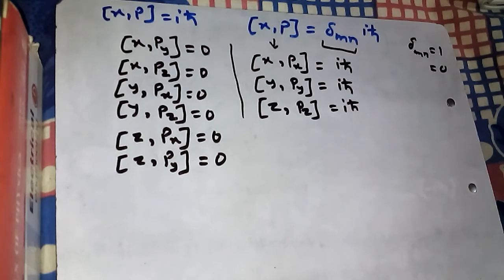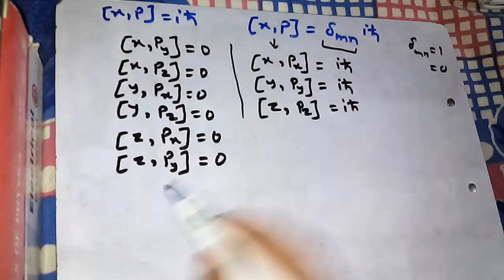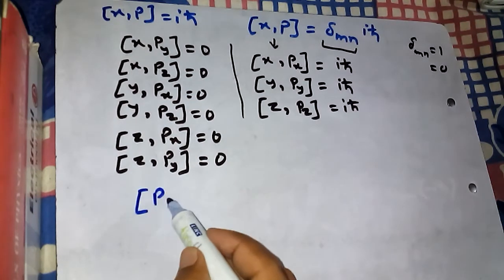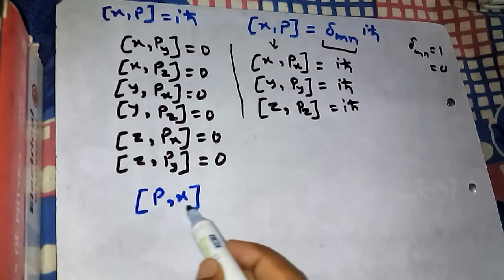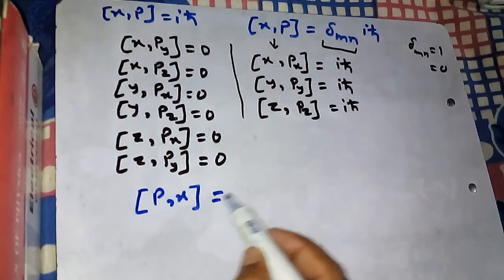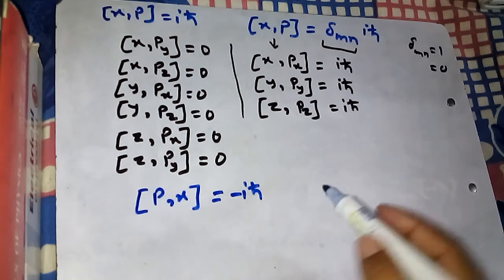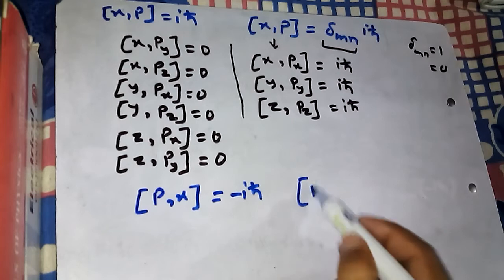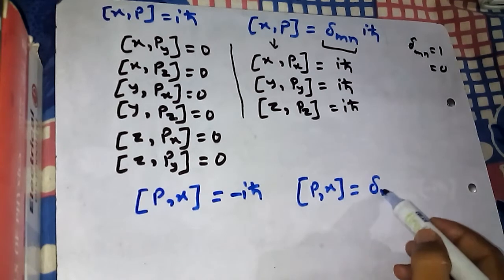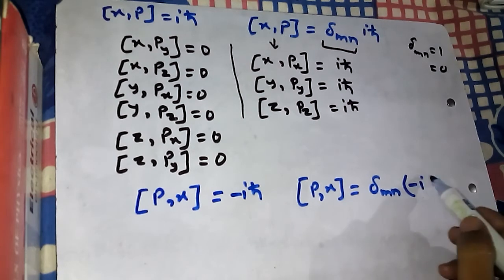Secondly, we will see that we know [x, p] equal to iħ, and we also know that when you take the commutation relation in the opposite way, here we have [p_x, x], it is given by minus iħ. But the actual relation is given by the commutation of p_m, x_n equal to, again, Kronecker delta mn, minus iħ.